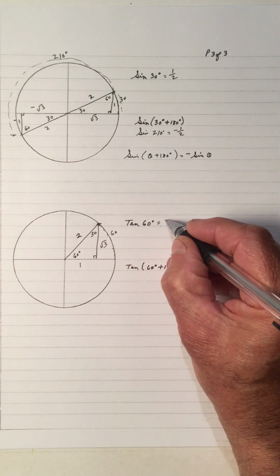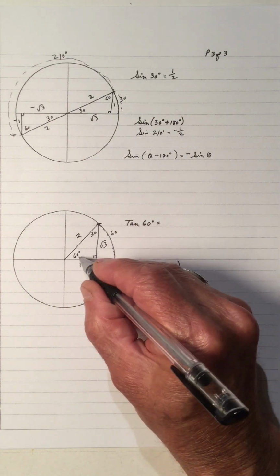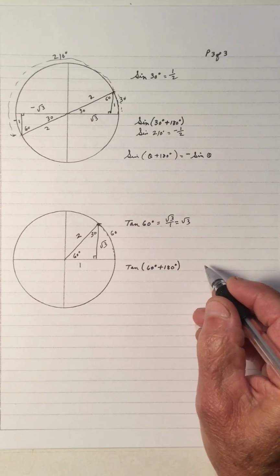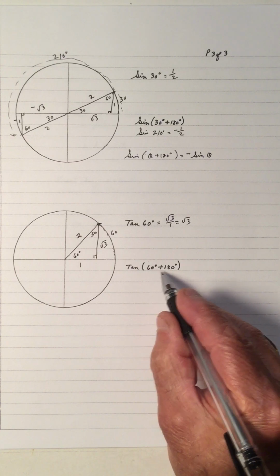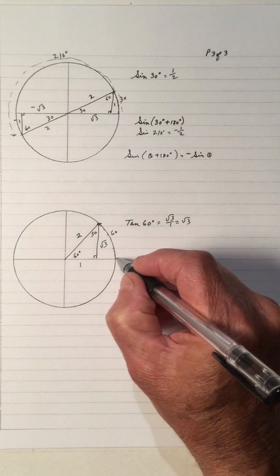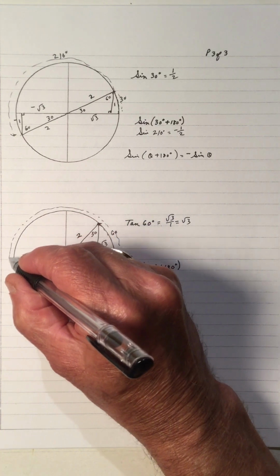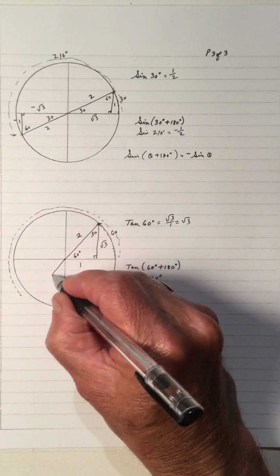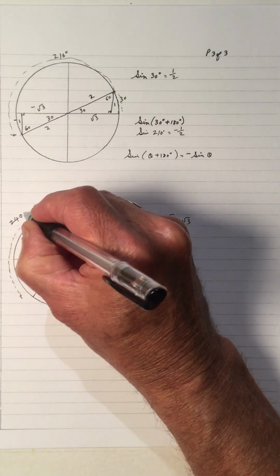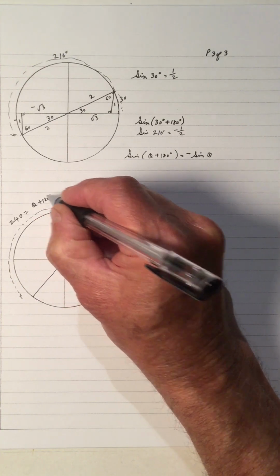So the tan is the opposite over the adjacent. So opposite in relation to 60, opposite is root 3. Adjacent is 1, so we just have a root 3. The tan of 60 plus 180 is the same as the tan of 240. So 60 is there, so we have to add on 180 more. So we go right down to here. So it goes down like that. So this is 240, which is the same as theta plus 180.